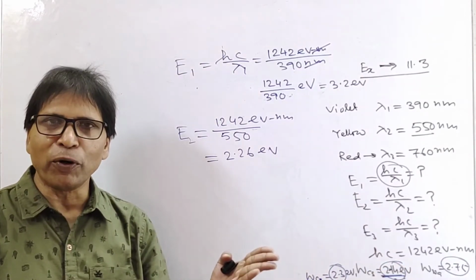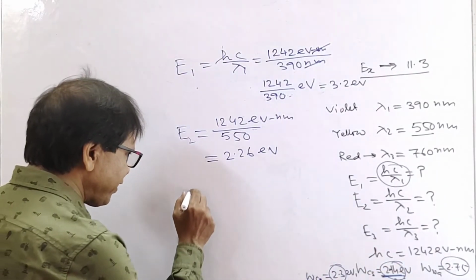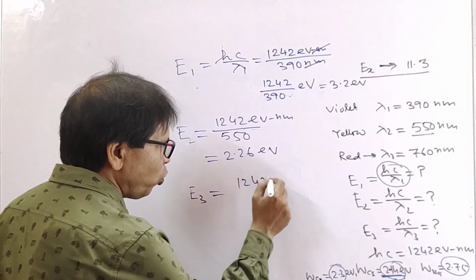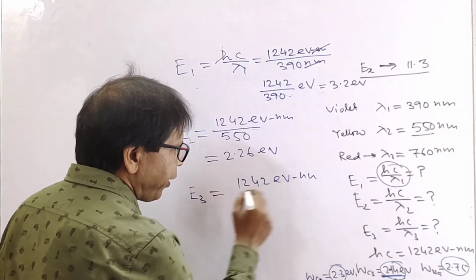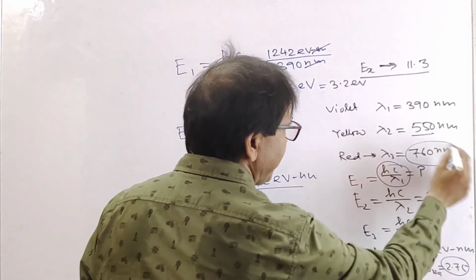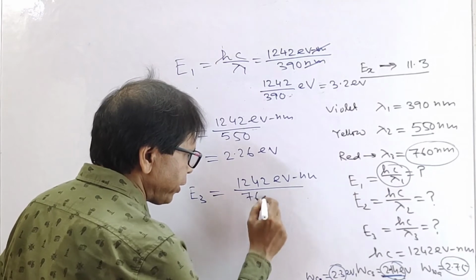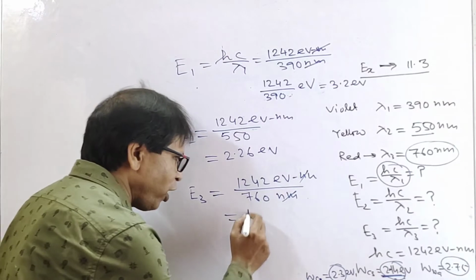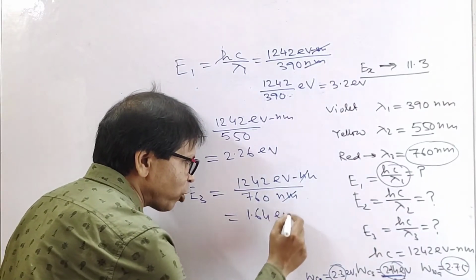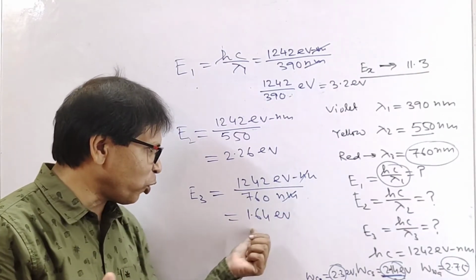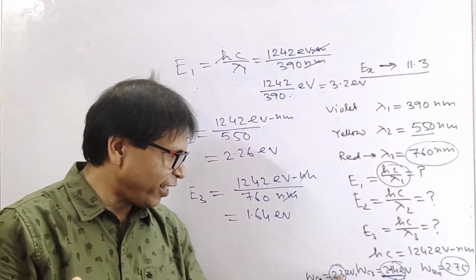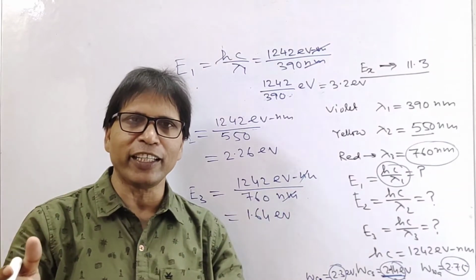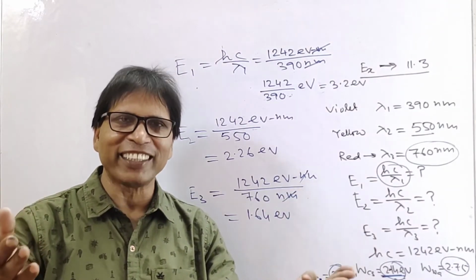Now the energy of photon of red color, this is E3. This is equal to 1242 eV nanometer divided by lambda. Lambda is 760 nanometer. This and this cancel out. This is only 1.64 electron volt. The energy of photon of red color is less than all of these work functions. So red color is not a suitable radiation for photoelectric emission.